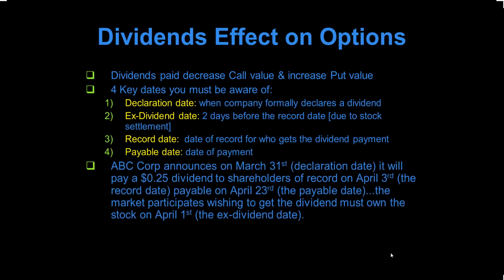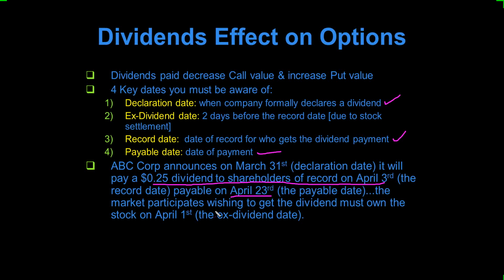So basically how that's stated is, ABC Corp, right here, we'll just walk through the example. ABC Corp announces on March 31st. They announced it, so the March 31st announcement is the declaration date, when they formally declare the dividend. It will pay a 25-cent dividend to shareholders of record on April 3rd. That's the record date. That's how they announce it. So we'll pay it to shareholders of record on April 3rd, payable April 23rd. That's the payable date right here.